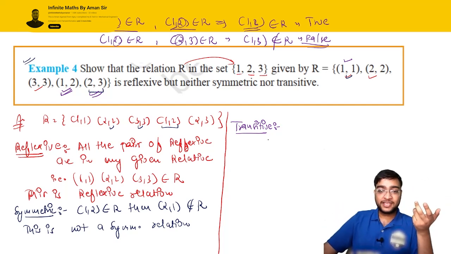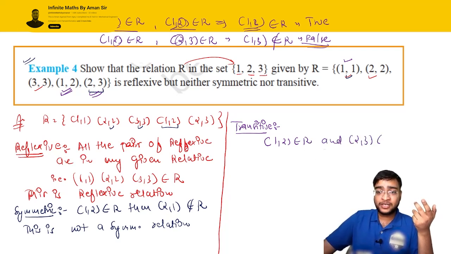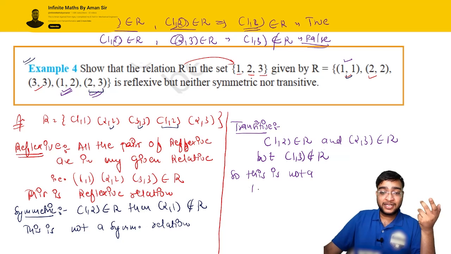So as it is, I am giving the example here. 1 comma 2 are in the relation. Yes sir. Okay, and 2 comma 3 are also in the relation. Okay sir, but 1 comma 3 is not in my relation. So I can say this is not a transitive relation. That's how the relation thing works.